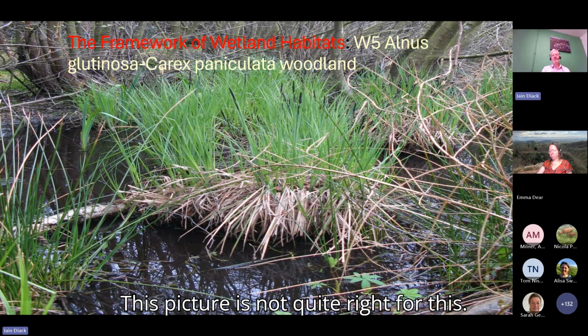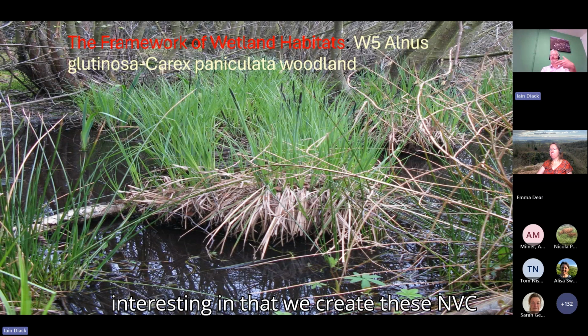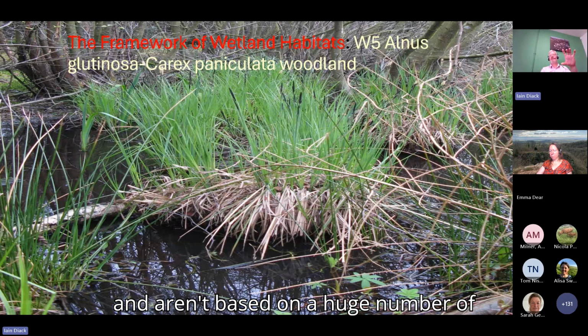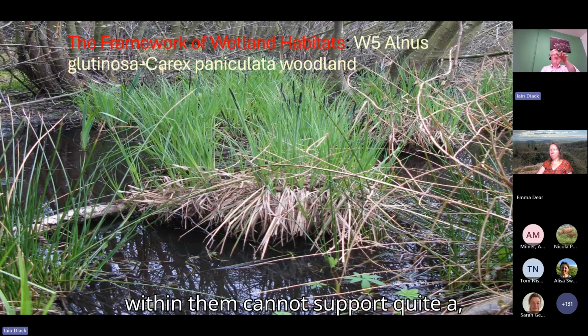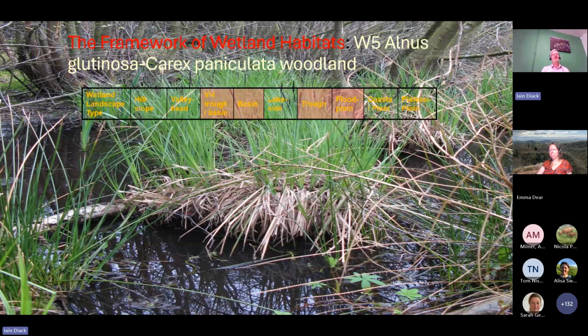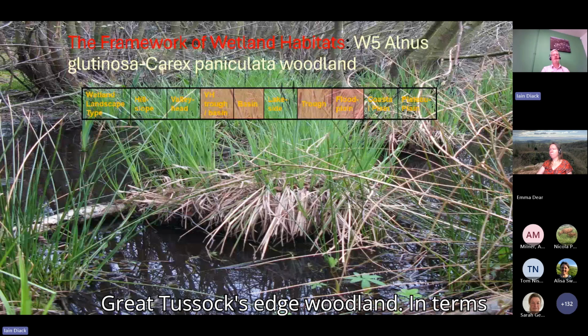This picture is not quite right for this. You can write in the chat why you think it might be a bit wrong, but it's interesting in that we create these NVC communities which aren't brilliant and aren't based on a huge number of samples, and actually the conditions within them are not always exactly what it says in the book, and I think this picture is an example. But anyway, W5, alder greater tussock sedge woodland.